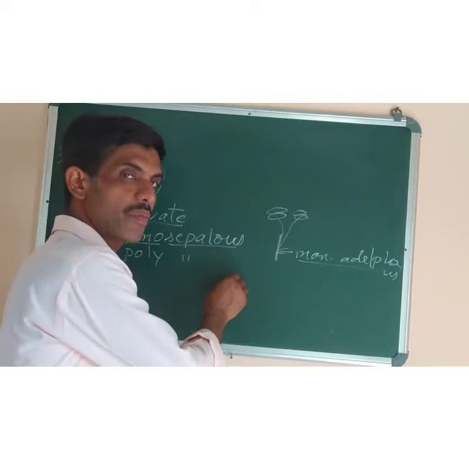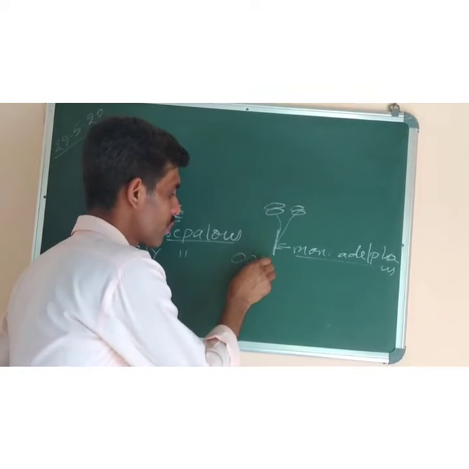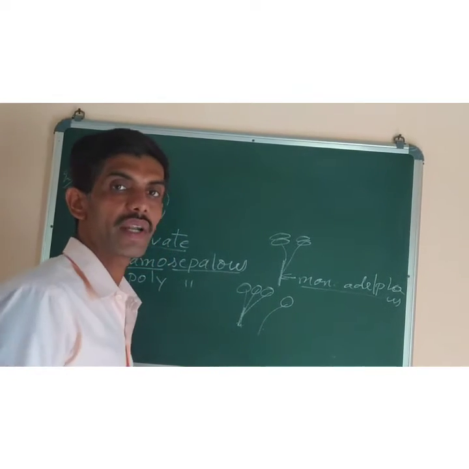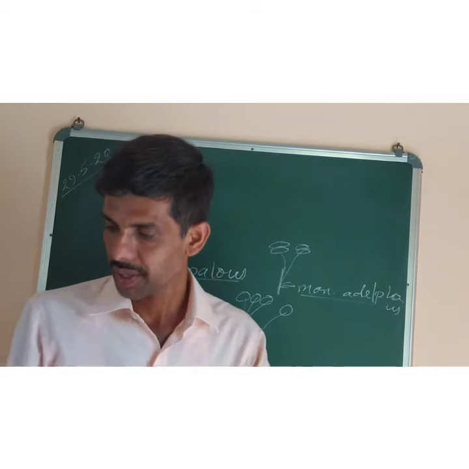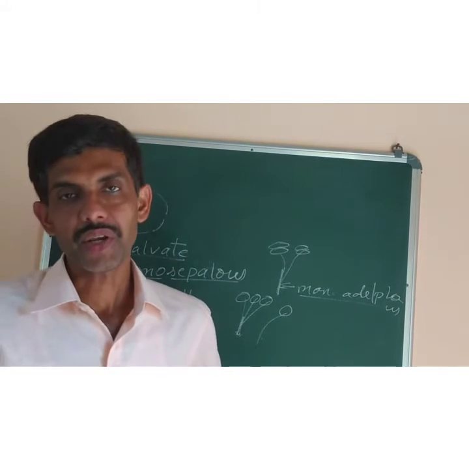But if there are many filaments and they fuse together to form two bundles, like here one bundle, the next one is another bundle, this is called diadelphous condition. Okay. Now next one is length of stamens, didynamous and tetradynamous.